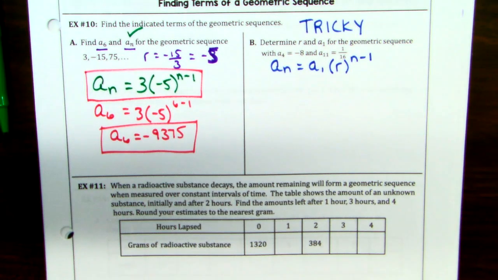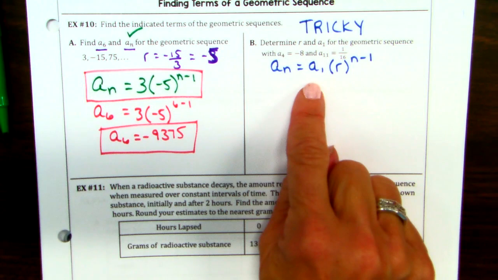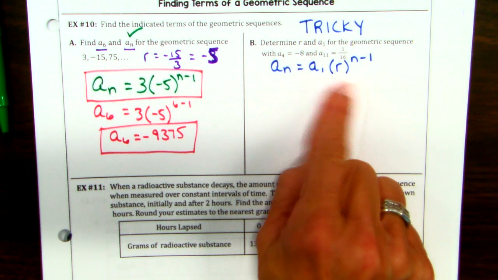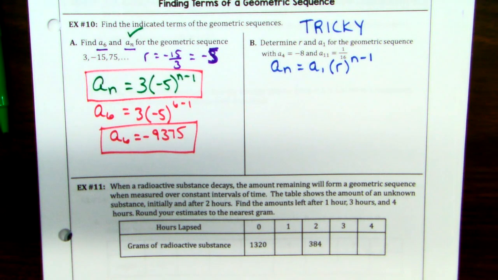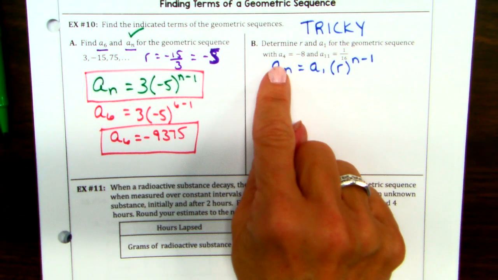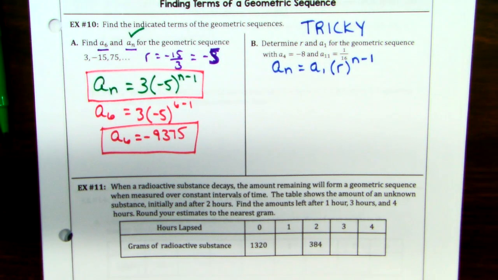Okay? So think about how traditionally in the last 10 minutes we've been using this formula. We've been given the first term and the r, we find the r, and then we can make the formula, right, a sub n, or I can use it to find any other term. But that's not what they're giving us in this one. They're giving us a sub 4 and a sub 11. So I'm going to change this formula a little bit to match what I have.